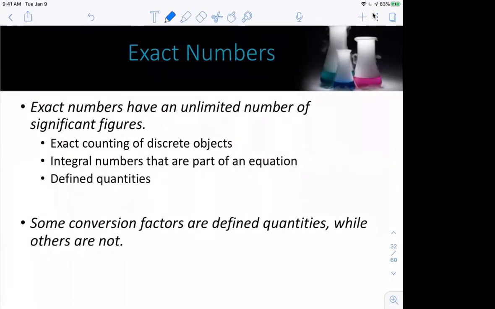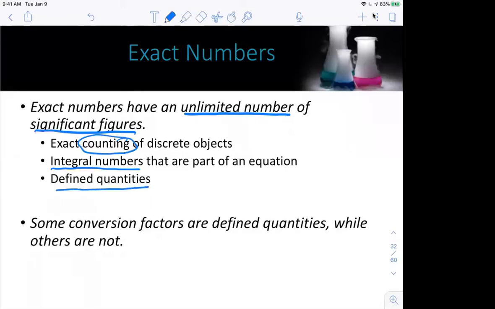Exact numbers have an unlimited number of significant figures. This is going to be counting. I have 5 pencils. I have $10, right? Any integer number that's part of an equation, if I multiply by 2 or divide by 2, that 2 has an unlimited number of significant figures because it's just an exact number.